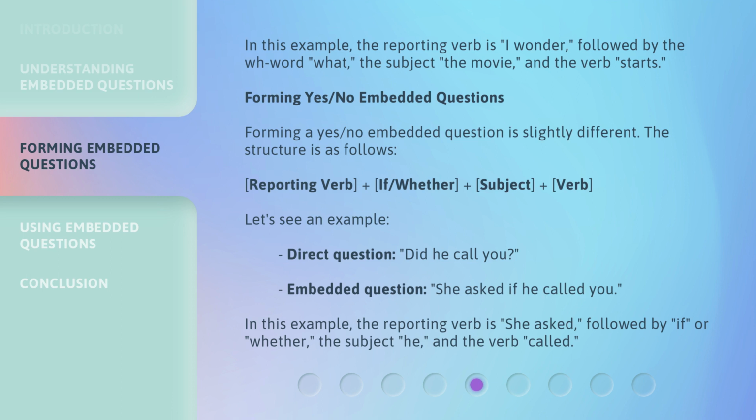Forming yes/no embedded questions. Forming a yes/no embedded question is slightly different. The structure is as follows: reporting verb plus if or whether, plus subject, plus verb. Let's see an example. Direct question: Did he call you? Embedded question: She asked if he called you. In this example, the reporting verb is "she asked," followed by "if," or "whether," the subject "he," and the verb "called."